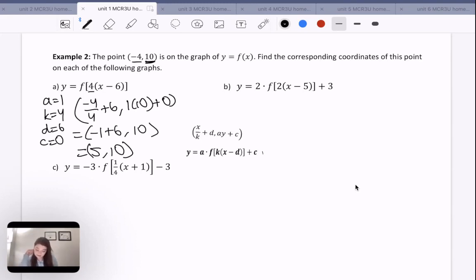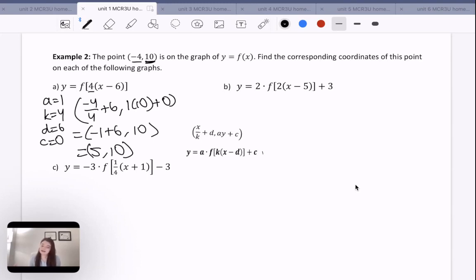And you might notice, oh, hey, the 10 never changed. And that's because nothing outside of the function actually happened. Everything that happened was inside the function. So it only actually impacted x, it didn't impact y. And so it makes sense that that 10 actually did stay the same. Because if we look at what transformations were applied, it was a horizontal compression by 1/4 and then also a translation 6 units to the right. So we only did things with respect to x, not with respect to y, so we did expect the same.